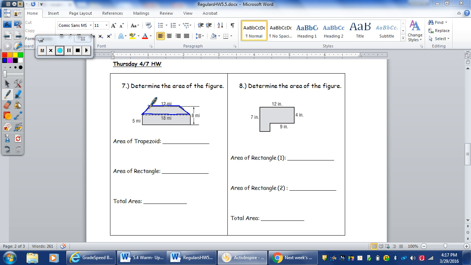And remember, I know it's a trapezoid because I only see one set of parallel lines. These two on the side are not, because eventually they're going to come up and intersect. So they are not parallel. Remember, parallel lines are two lines that are never going to touch. All right, so I'm first going to find the area of my trapezoid. So I need to do some labeling first.